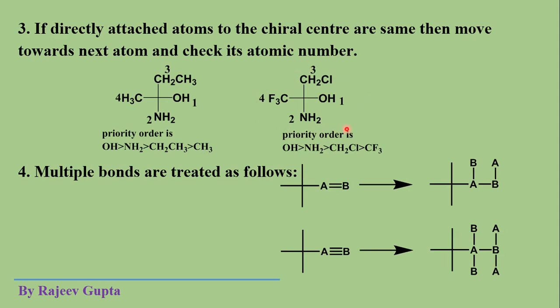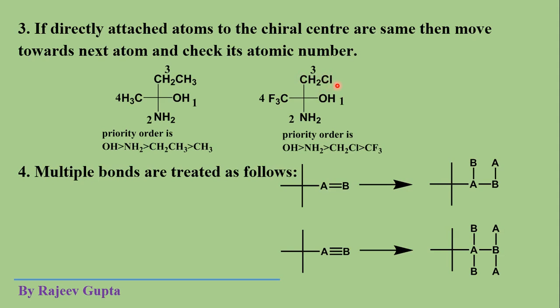Now you can also consider this example, where we first check the highest priority depending on the atomic number of atoms directly attached to this central atom: oxygen, nitrogen, carbon, carbon. So first hydroxyl, then second this. Now check here: directly attached atoms are hydrogen and chlorine to this carbon, and 3 fluorine atoms to this carbon. Remember, we will not add the atomic numbers of these 3 fluorines. We will consider the atomic number of a single atom directly attached to this carbon.